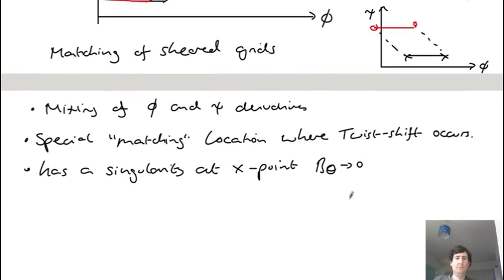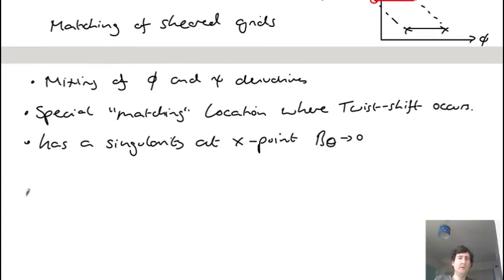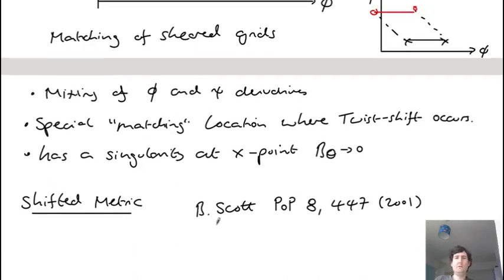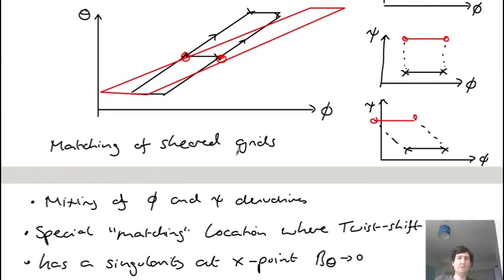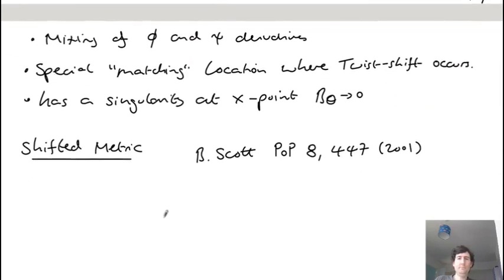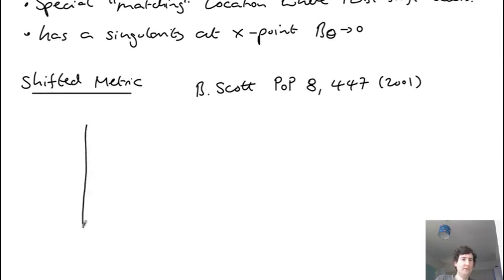So one partial solution to this is the shifted metric method, and for this you can see a Bruce Scott paper, and the idea is just essentially to reset the coordinate system at every poloidal location. So rather than having a deformation of the grid cells and then matching at the ends, we just match multiple times onto each grid cell. And so you can plot this instead as something like this.